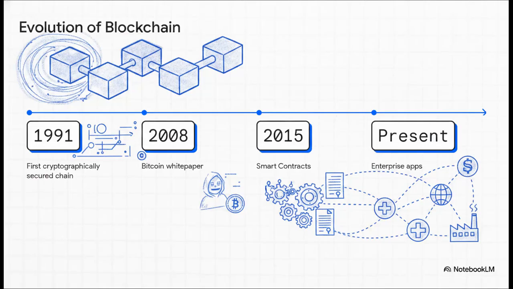Now, a lot of people think blockchain started with Bitcoin, but actually, if we look back to 1991, academics created the very first cryptographically secured chain of blocks. Then in 2008, the mysterious Satoshi Nakamoto published the famous Bitcoin white paper. Fast forward to 2015, Ethereum introduced smart contracts, which literally turned blockchain into a highly programmable business tool. And today, we are seeing massive enterprise applications rolled out across pretty much every industry.